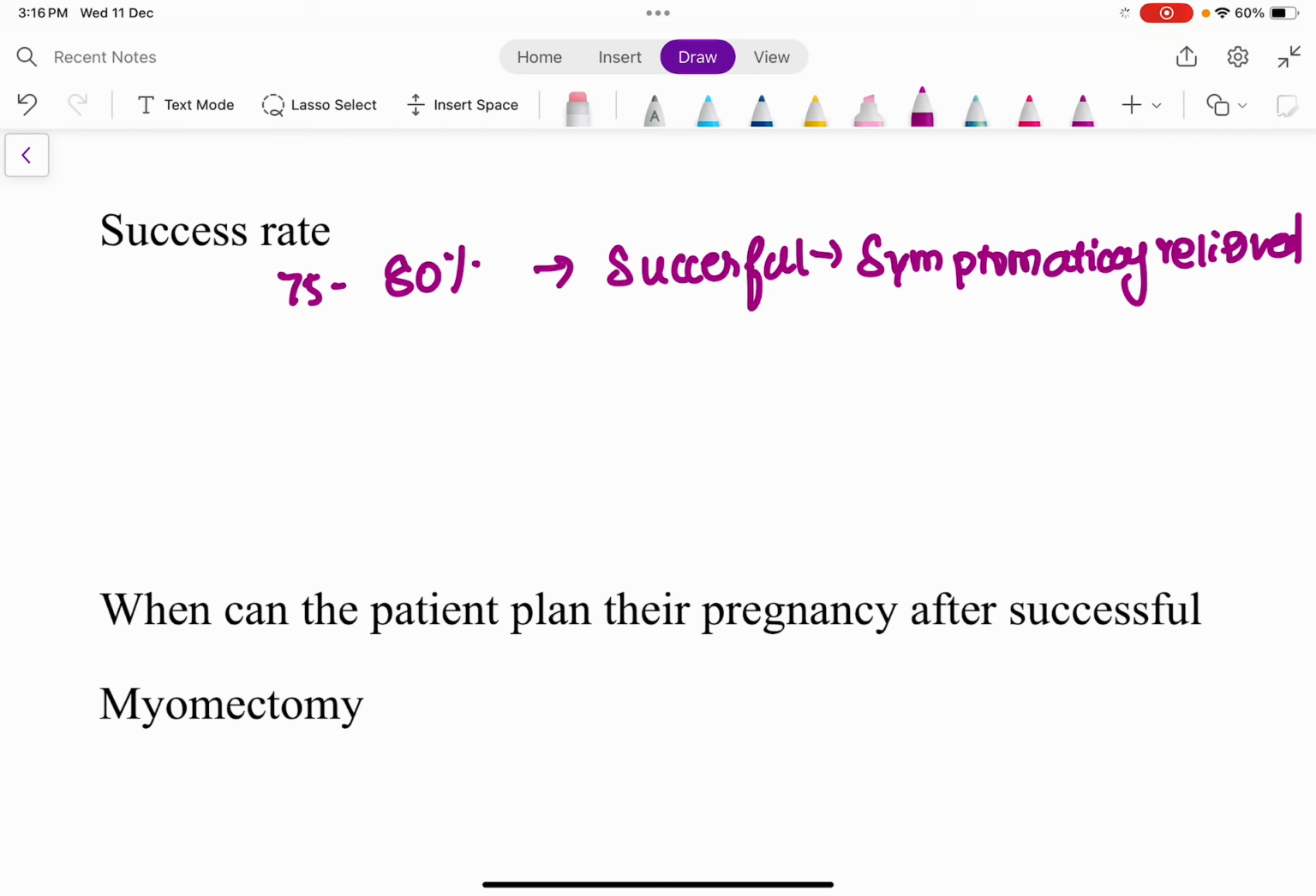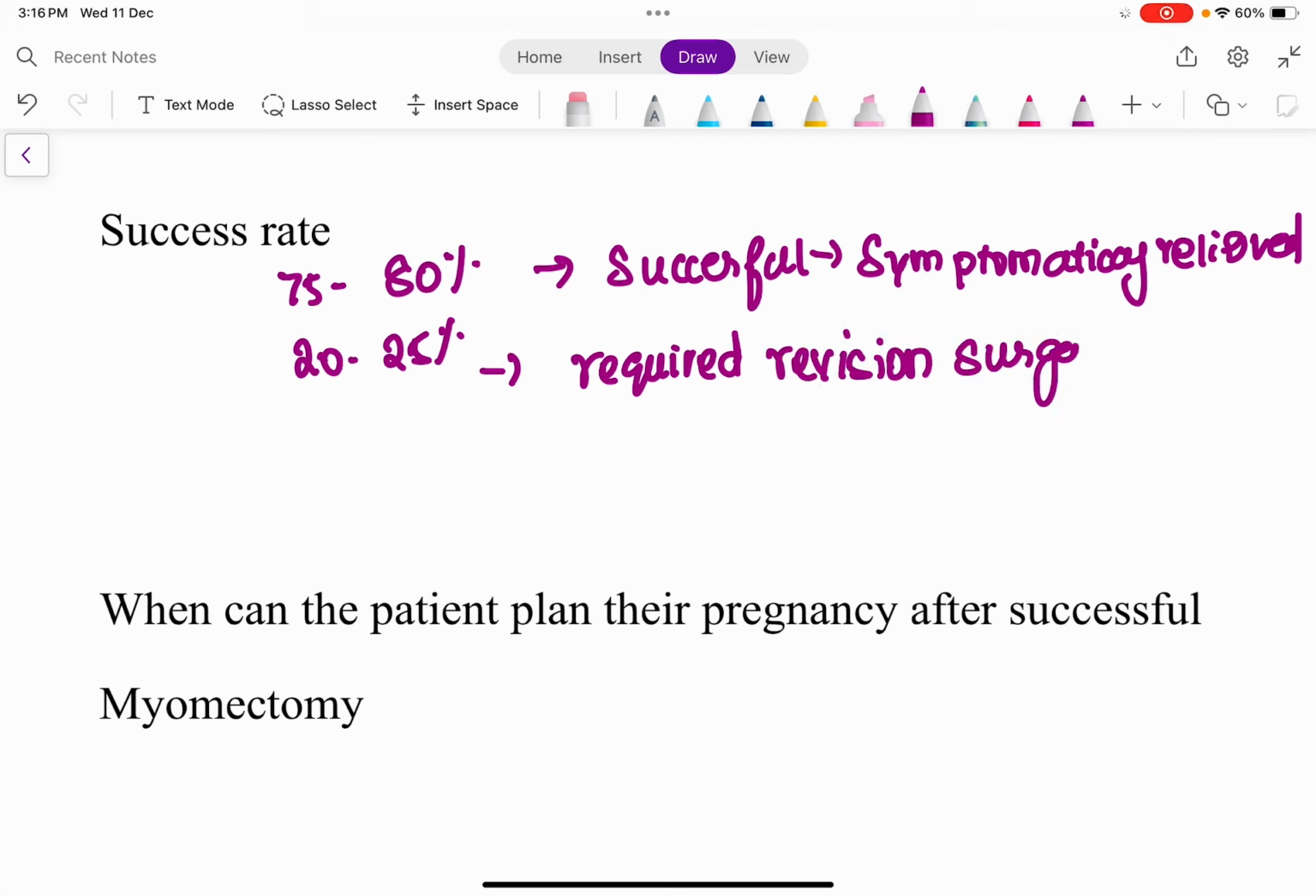So 75 to 80% cases it could be successful, but then around 20 to 25% of the patients would require revision of the surgery. Why? Because even after performing this procedure, there could be persistence of this fibroid as well, or that could be recurrent fibroid as well. So either it could be a persistent fibroid or it could be a recurrent fibroid as well. So ideally 25% of the patients would require another attempt of myomectomy to be done.